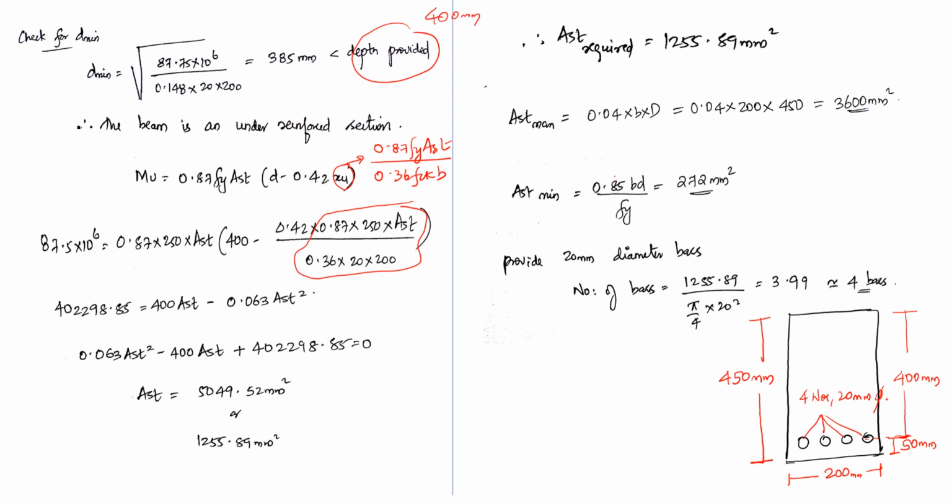So I hope you are clear with the design of a singly reinforced section. Till now we have studied the analysis and design of a singly reinforced section. From the next lecture onwards, we will be seeing the design of a doubly reinforced section. There you need to understand what you mean by a doubly reinforced section, the analysis part of a doubly reinforced section, and the design part of a doubly reinforced section. Thank you.